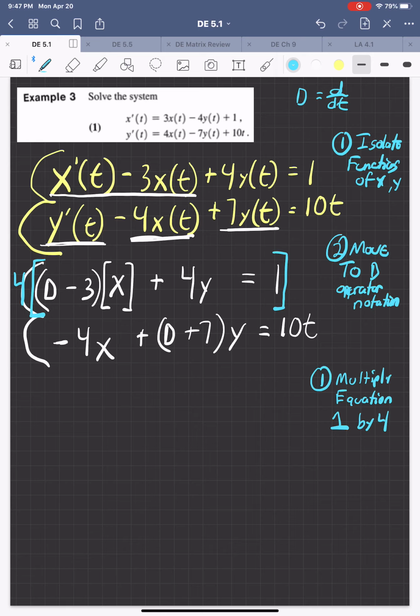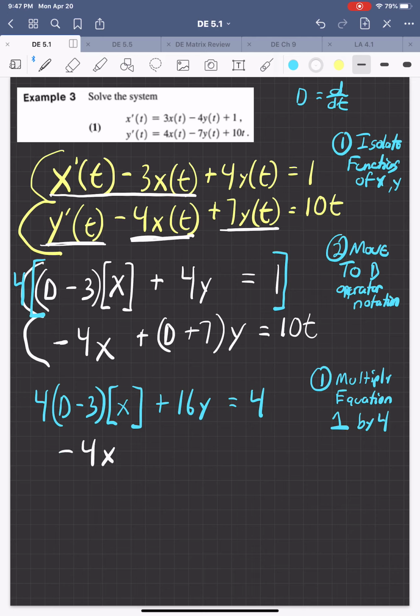That's just simply going to be 4 times (D minus 3) of x plus 16y, and now that's going to be 4 distributed to 1 is equal to 4. Okay, I'll go ahead and rewrite the second equation because we haven't done anything to that yet. Keyword yet. So of y, I'll go ahead and keep my notation, at least I'll try to keep my notation the same. And now that's still equal to 10t.